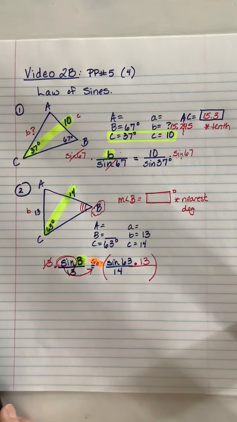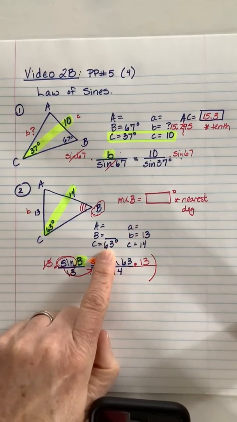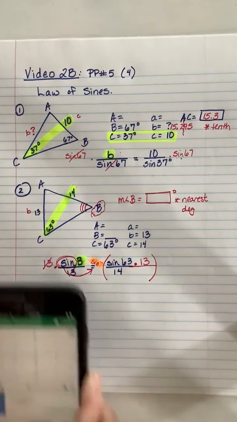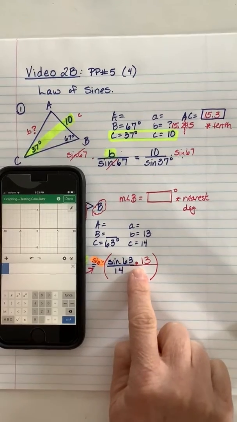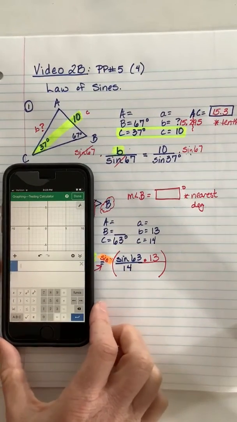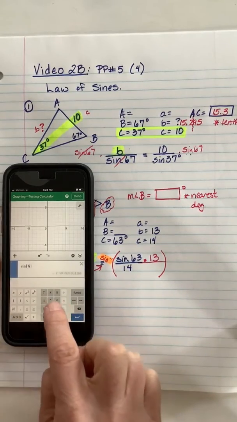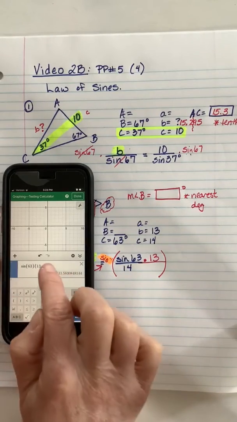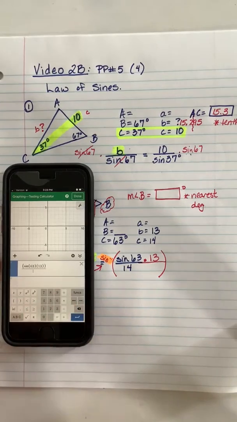All right, so now let's see. We know that 14 is bigger than 13, so I'm anticipating that my angle B is going to have to be slightly smaller than 63. Let's see what we end up with. Okay, so I'm going to start on the inside first. Remember, this is just a tip I've learned over the years with using Desmos. So I'm just going to list sine of 63 times 13. And now I'm going all divided by 14.